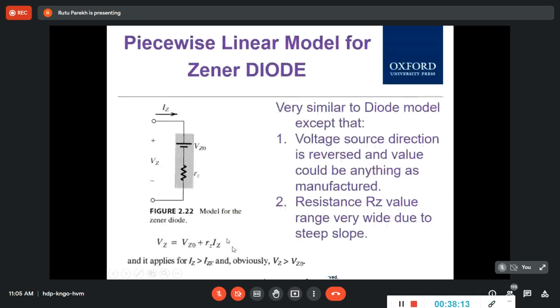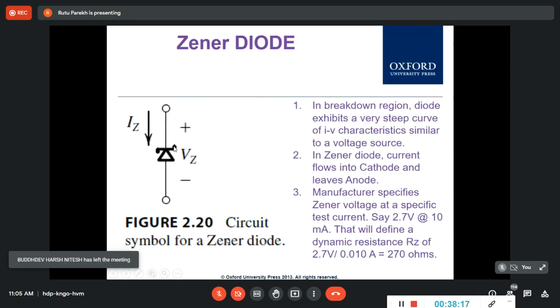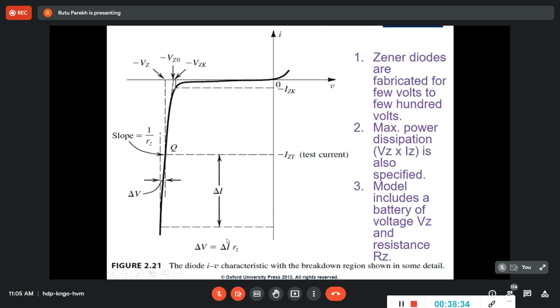So this Zener, which is this, now see, this is a symbol. If you want to analyze your circuit, you cannot keep this symbol. We have to have an equivalent model of that. And this is the equivalent model given by this supply, which is constant. That is this VZ0. Okay.